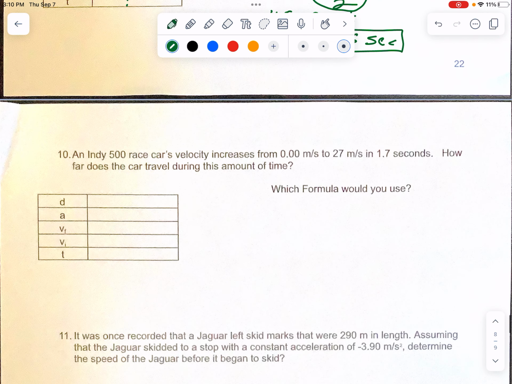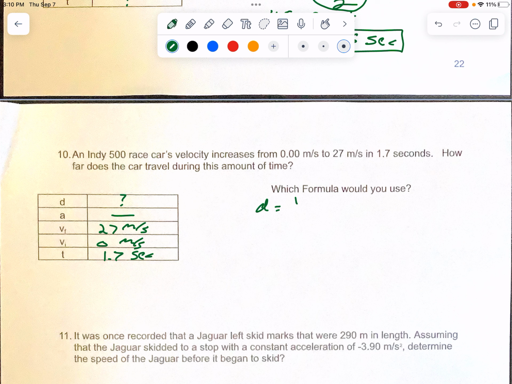Okay, number 10. In Indy 500 race cars, velocity increases from 0 meters per second. Okay, so there's your initial. To 27 meters per second, so there's your final. And 1.7 seconds, so 1.7 seconds is your time. How far does it travel? So that means you're looking for D. And we did not care about acceleration. Okay, so we're going to use equation number 2 again.